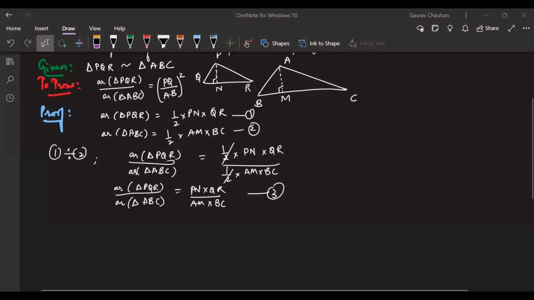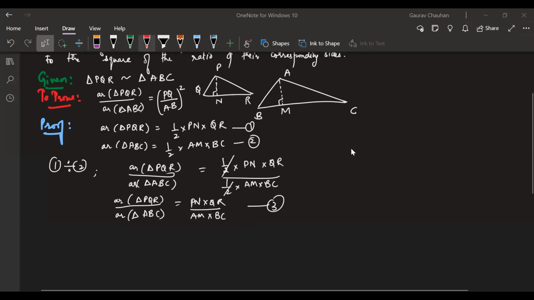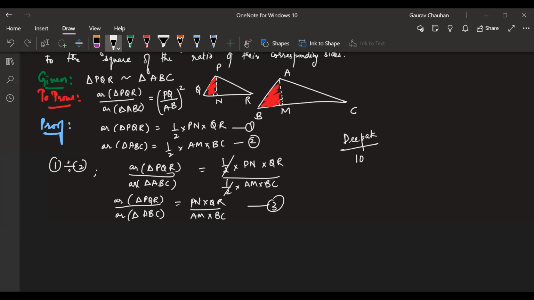Sir, I was thinking, if we can prove that triangle PQN and triangle ABM are similar, then by corresponding sides of similar triangles being proportional, we can say that AB by PQ will be equal to AM by PN.